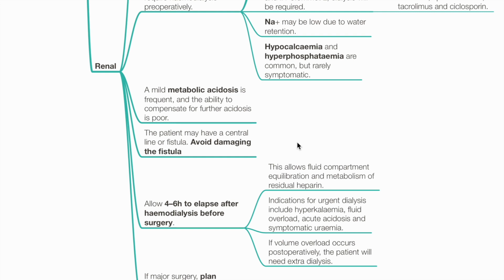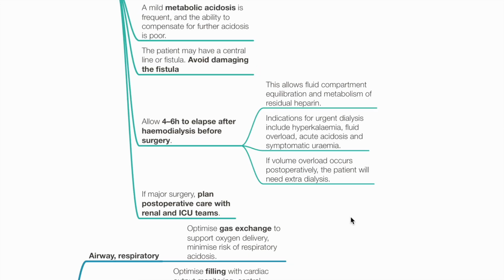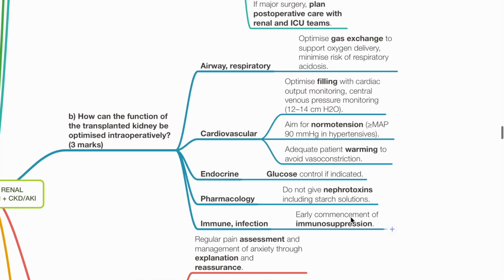Avoid damaging the fistula. Allow 4 to 6 hours to elapse after hemodialysis prior to surgery. This allows fluid compartment equilibration and metabolism of residual heparin. Indications for urgent dialysis include hyperkalemia, fluid overload, acute acidosis, and symptomatic uremia. If volume overload occurs postoperatively, the patient will need extra dialysis. If major surgery, plan post-op care with renal and ICU teams.